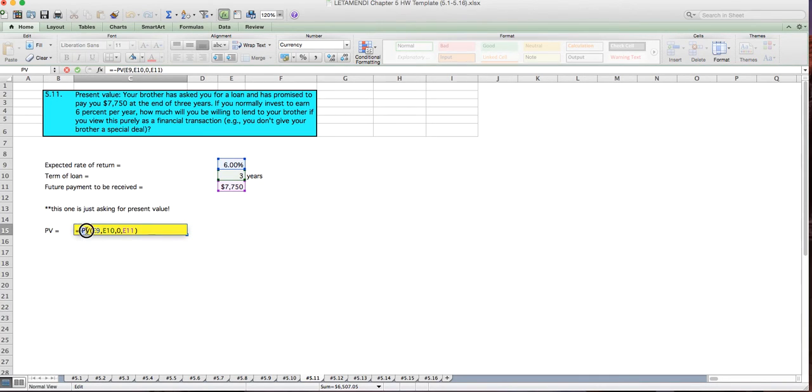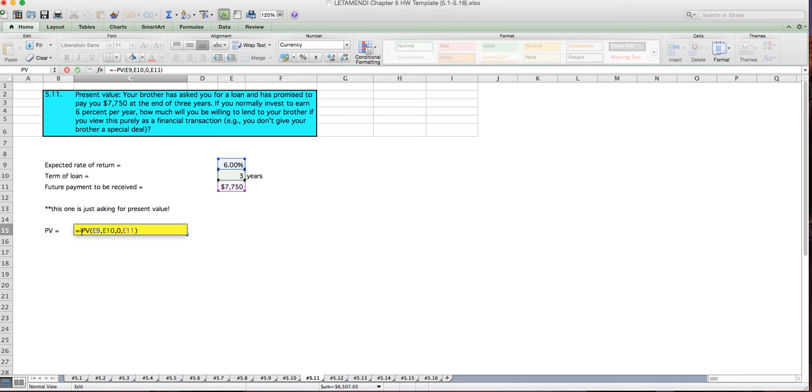So you do equals negative present value, open parentheses, and then the rate is going to be 6%, comma, the number of periods is 3 years, comma, payment is 0, comma, and then the future payment to be received is 7,750. So think about this for a second. The future payment to be received is money in, that's a positive for you. So we're trying to figure out how much money out. Maybe it wasn't phrased that your brother has asked you for a loan. Maybe it was that you were making an investment. So don't let these word problems confuse you.